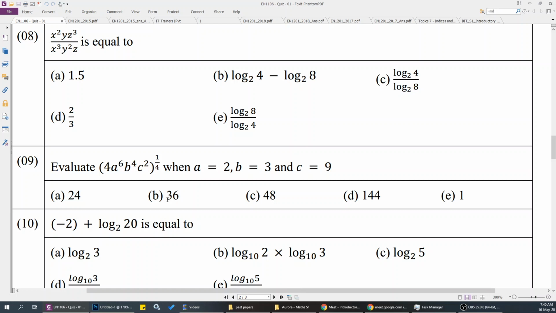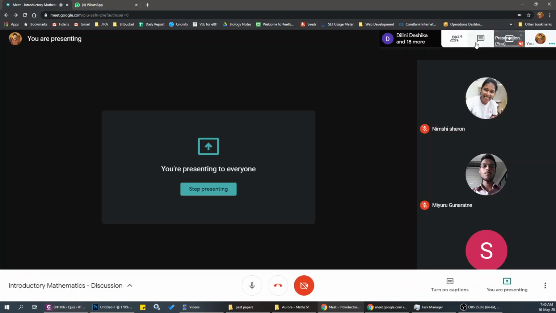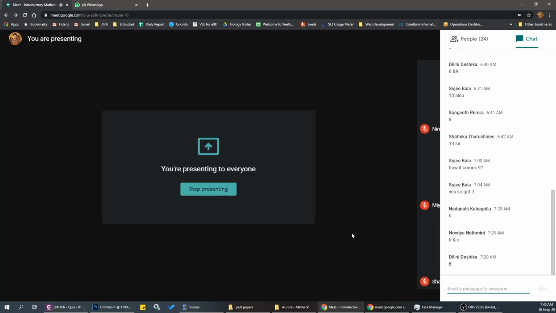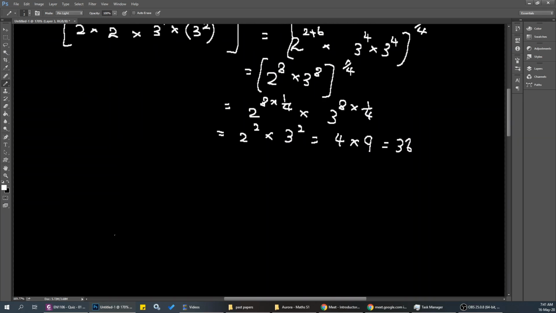Okay, now I'm going to the 10th question. If you answer the 10th question, could you please mention it in the chat, the answers for the 10th question. Okay, one says C and E. Okay, 3 students say C and E are the answers. We do not have much time, so let's see the answers for the 10th one.